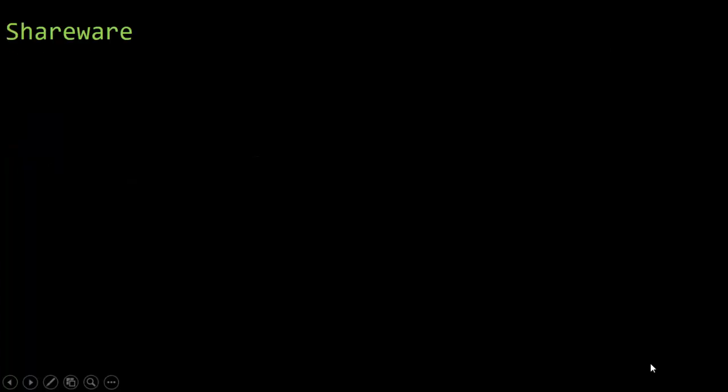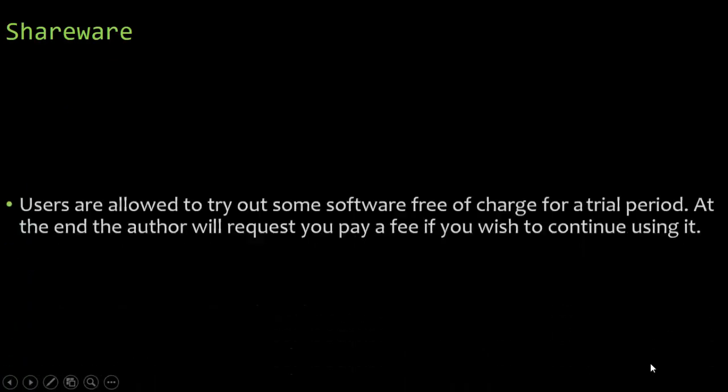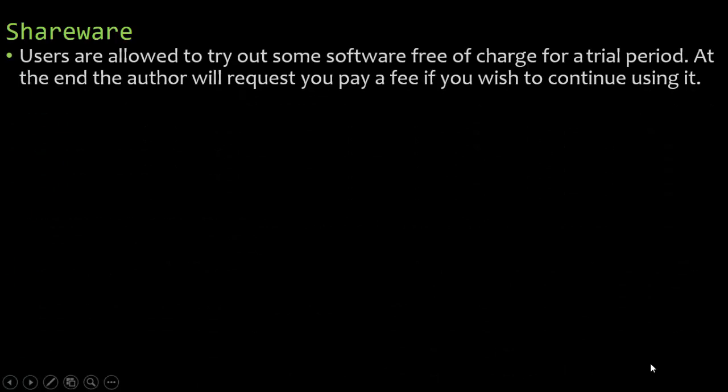And that brings us to our last one, shareware. Shareware used to be pretty popular. You can still find a few companies that use it today, but users are allowed to try out some software free of charge for a trial period. At the end, the author will request that you pay a fee if you wish to continue using it. Most of the time it's going to be restricted. You're not going to have full access to the program. A lot of people who like to burn DVDs of their own movies, not pirated movies, will usually put a watermark over the video until you pay for it. That is a form of shareware.